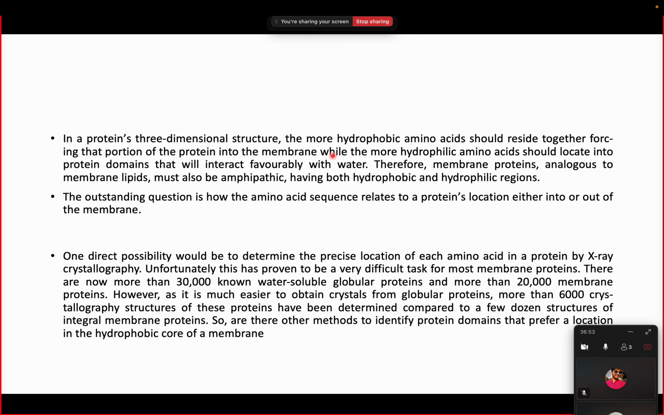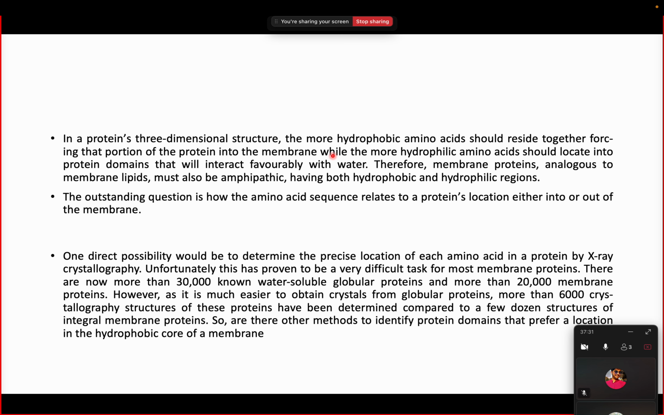So there are now more than 30,000 known water-soluble globular proteins and more than 20,000 membrane proteins. However, as it is much easier to obtain crystals from globular proteins, more than 6,000 crystallography structures of these proteins have been determined, compared to a few dozen structures of integral membrane proteins. You can see there's a huge difference, right? Globular proteins are the proteins which are present in the cytosol. They are not associated with the membrane in any way. So we have more than 6,000 such crystal structures.